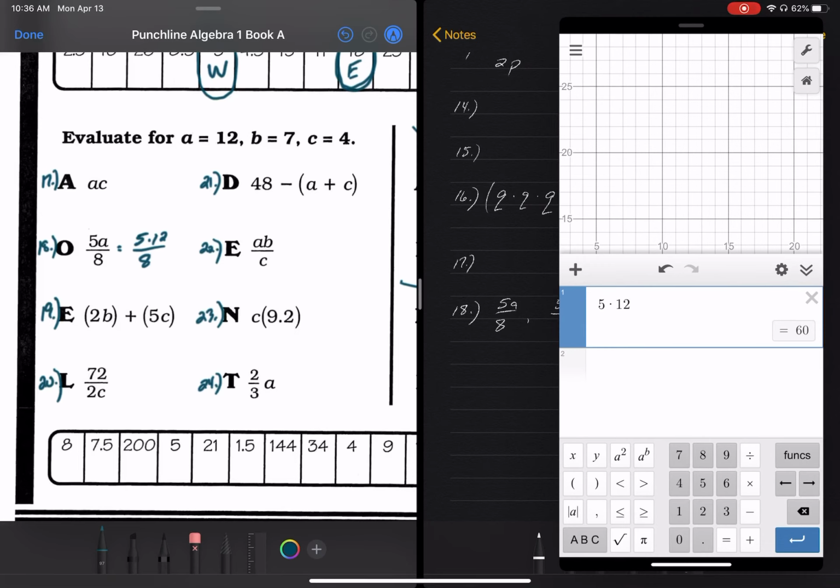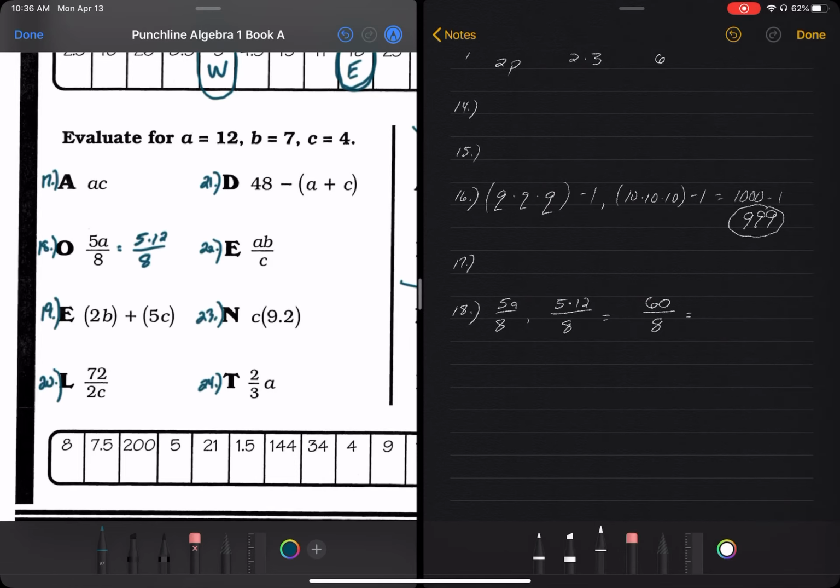I think that's going to be a decimal. And if you look, there are some decimals down there in the answers. So let's go 60 divided by 8 is 7.5. So this is 7.5. Boom. 7.5. Cha-ching. Look down there. That is O. There is an answer that is 7.5. Cool.